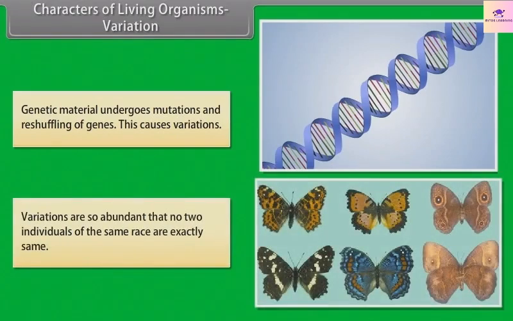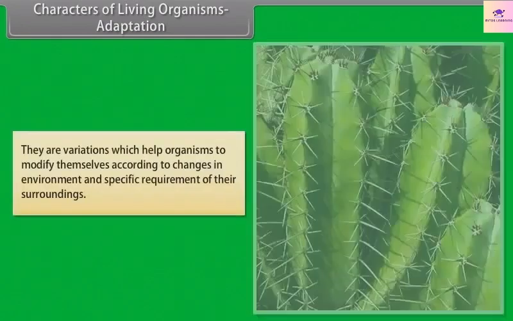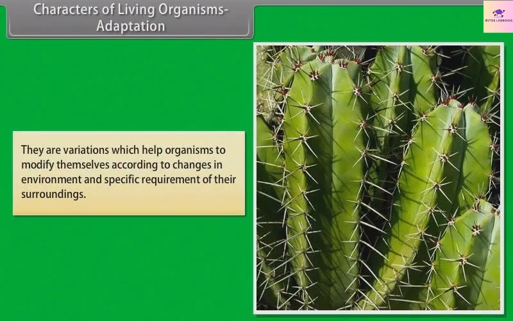Variations are so abundant that no two individuals of the same race are exactly the same. Characters of living organisms: Adaptation. They are variations which help organisms to modify themselves according to changes in environment and specific requirements of their surroundings.